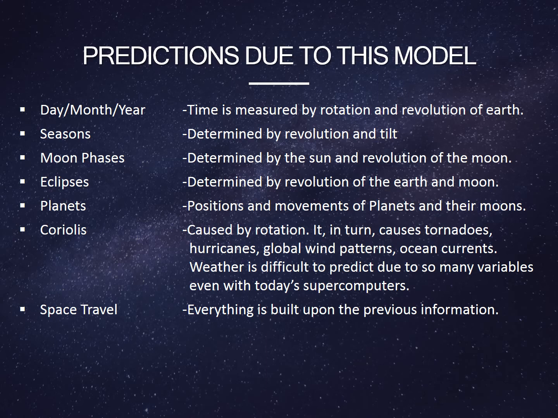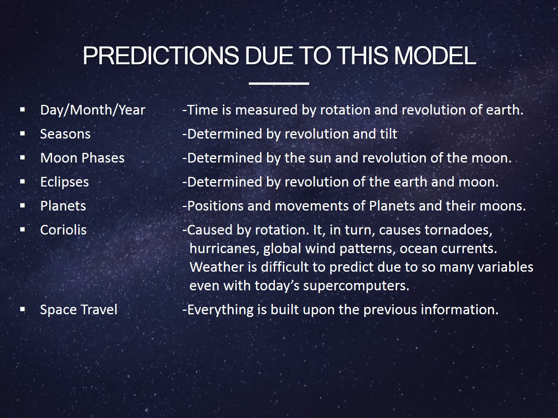If you watch your daily weather, notice the winds typically blow from west to east. That's due to the rotation of the Earth. Weather is difficult to predict due to so many variables. Even using today's supercomputers is still difficult. We might do a separate video about that sometime in the future.